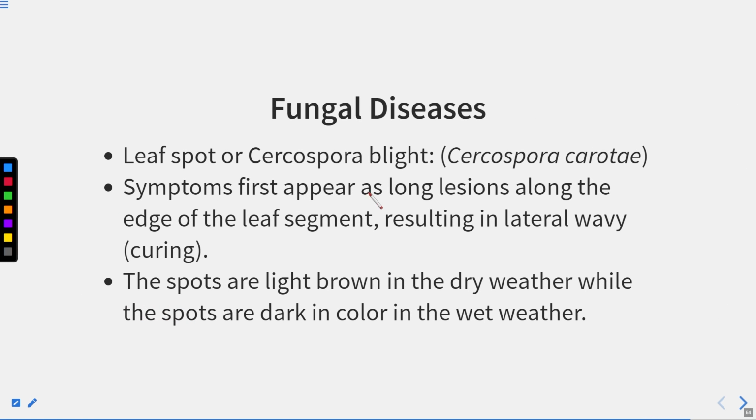Another disease is the leaf spot, Cercospora blight, that is Cercospora carotae, and the symptoms first appear as a long lesion along the edges of the leaf segment, spreading laterally, and the spots are light brown in dry weather, while the spots are dark in color in wet weather.